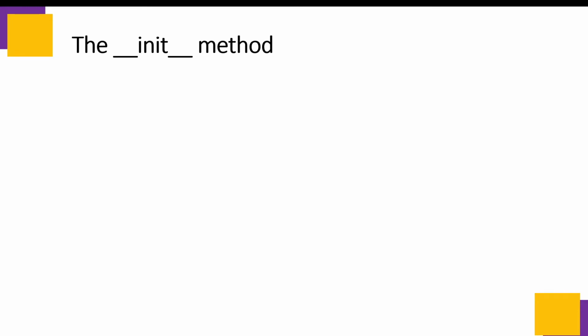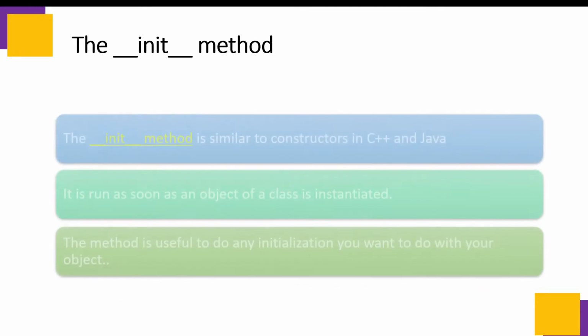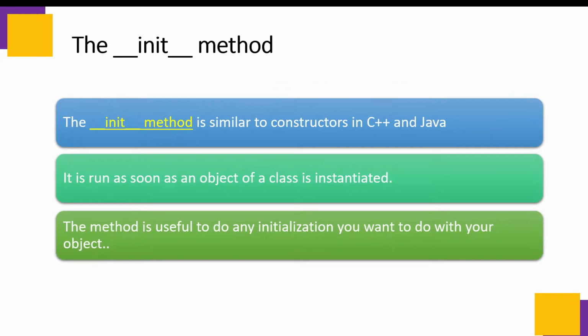Let's see what is init method. It's a very important part that you've got to understand. If you've learned C++ and Java, you must have learned what are constructors, right? So constructors are nothing but they are used to initialize an object's state. It is basically to initialize and assign values to the data members of the class when an object of the class is created. So like methods, a constructor also contains a collection of statements that are executed at the time of object creation, right? And it is run as soon as an object of a class is instantiated.